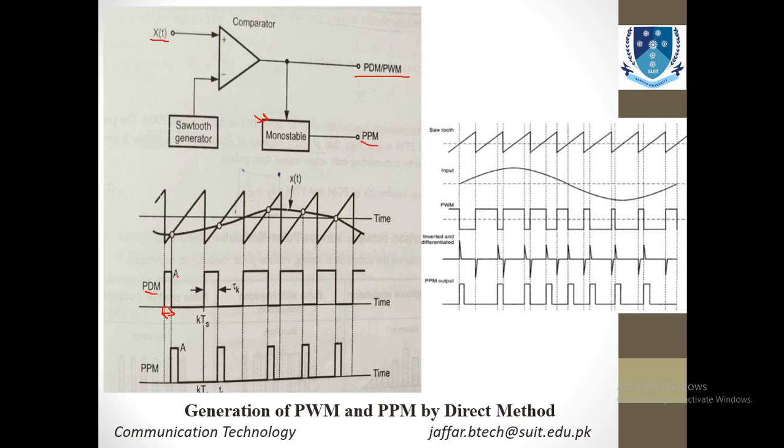You can see that this is of a different time, this is of different time, this is of different time. All of these are varied in respect of their times or their width. So this is pulse duration modulation. In the next step, this is the pulse position modulation.